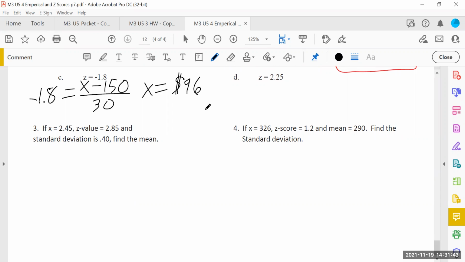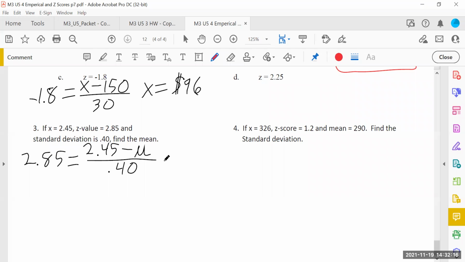These last two examples, 3 and 4, are how you find the other variables. They can literally give you 3 out of 4 pieces of information and you can solve for the 4th one. So number 3 doesn't tell us the mean. So we set this up: z-score of 2.85 equals the actual value, they tell us what X is, 2.45, minus the average, that's the one I don't know, divided by a standard deviation of 0.40.